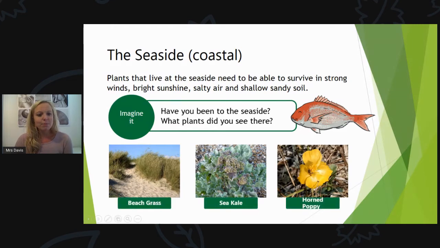Okay, so we've got some beach grass here. You might have seen it where it's very long. You've got some sea kale and a horned poppy.